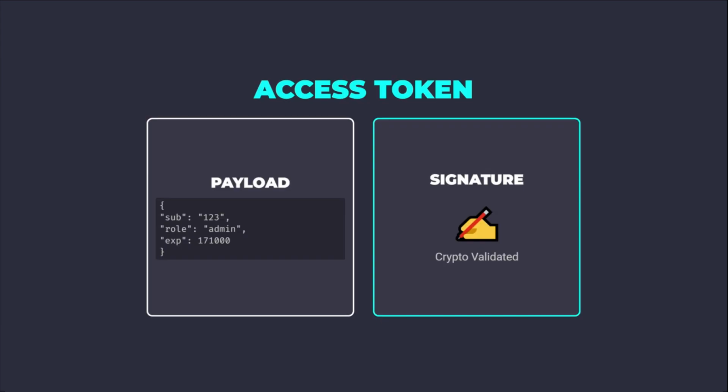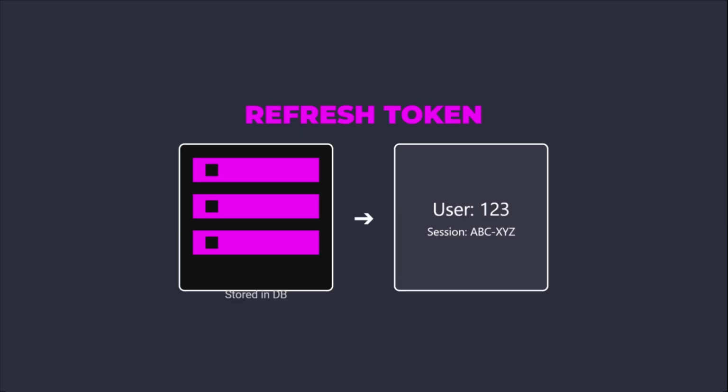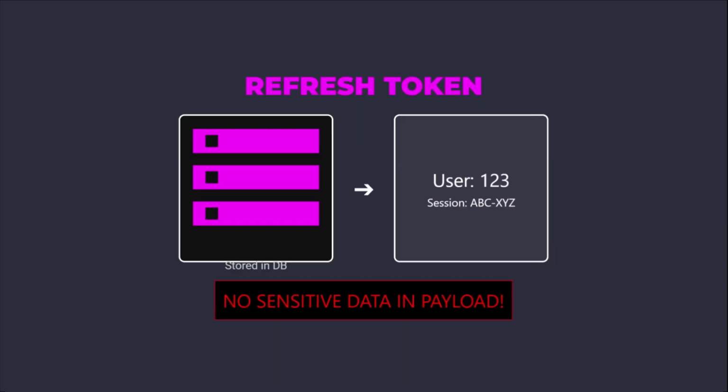The access token is stateless, validated via its signature, usually JSON Web Token format. The refresh token, however, must be stateful and stored securely server-side, mapped to a specific user session identifier. Never store sensitive user data within the refresh token payload itself.